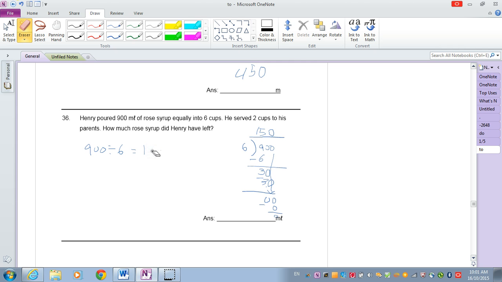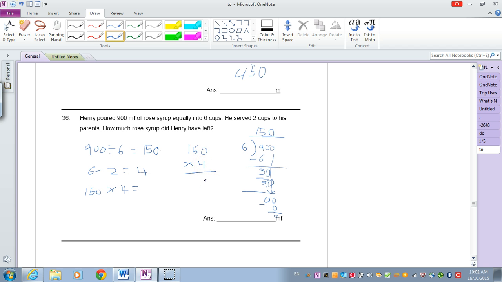Okay, now the question says that Henry served 2 cups to his parents. So if he served 2 cups out of the 6 cups, that means 6 minus 2, that gives me 4. So now he's left with 4 cups. How much rose syrup did he have left? If 1 cup is 150 milliliters, so 4 cups, we have to multiply again. So we'll do our working.